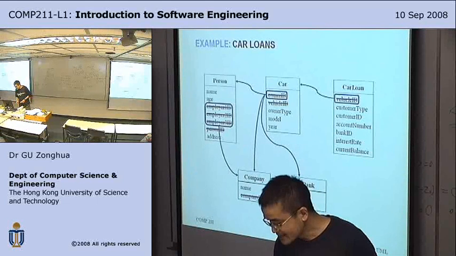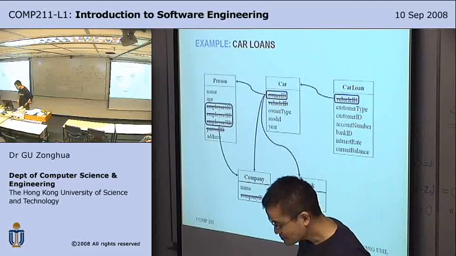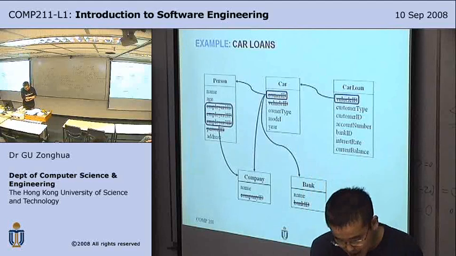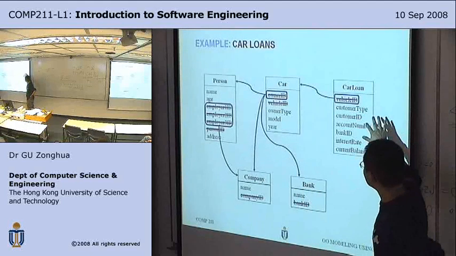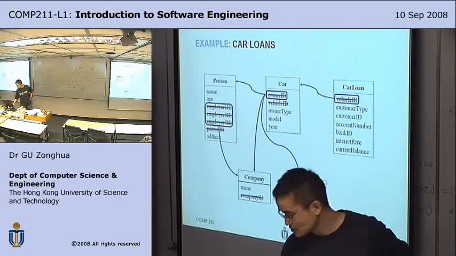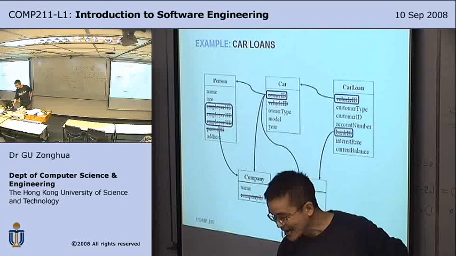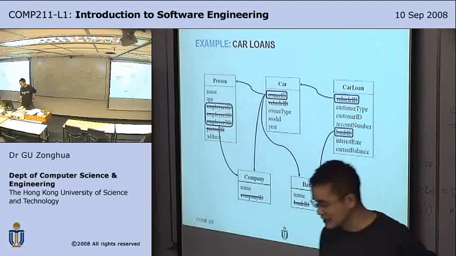So vehicle ID is used to indicate which car this car loan is for. So if you delete that, you should add an association from car loan to point to the car. And bank ID, you delete that and then add an association between the car loan and the bank.